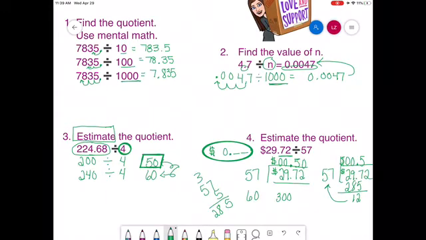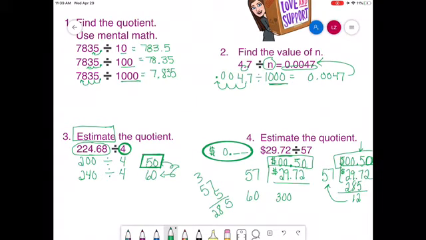Now, do we need to bring down? Do we need to keep going? No. We have our first non-zero digit. That's all we need to estimate to. We're going to put a 0 in here. Why? Because we always want money to go out 2 spots. And we got the same answer using compatible numbers as we did using place value.